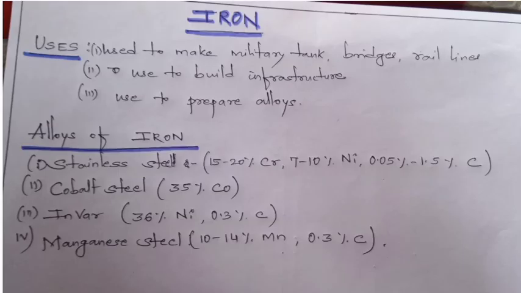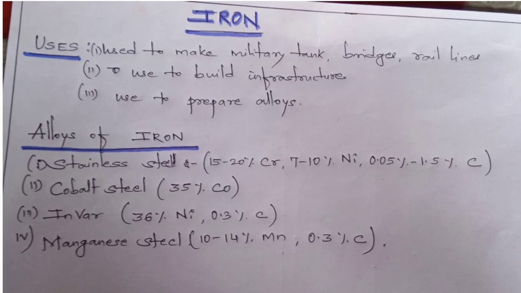Now let us discuss the uses of iron. Iron is the most used metal in modern civilization. It is used to make railway lines, tanks, bridges. Iron is used everywhere. It is widely used to build large-scale infrastructural facilities. It is also used to prepare alloys.